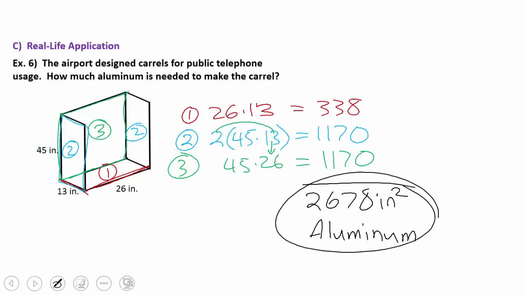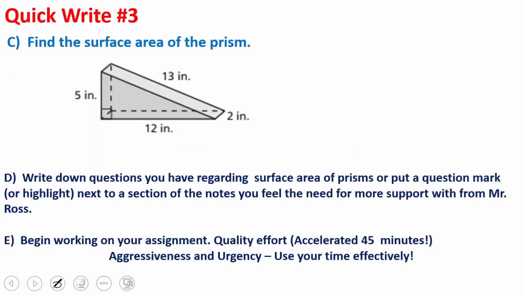Voila. All right, ladies and gentlemen, I know it's taking a little while. It's a long night of notes, but it's really important. And you need to do one more quick write before your night is done with this surface area of this prism. So please give it a quick draw.